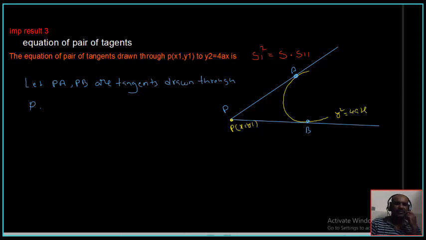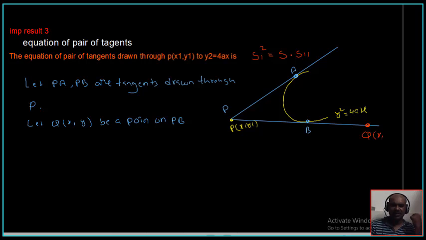Okay, do one thing. Let Q (x, y) be a point on PB. Somewhere you take a point and call it Q, whose coordinates are taken as x comma y, because that is a variable point. That is not the exact position of Q, it is a variable point. B is an exact position and P is an exact position. Now observe. So this is our tangent. This is P, this is B, and somewhere here Q, its coordinates are x comma y, and P's coordinates are x1 comma y1.